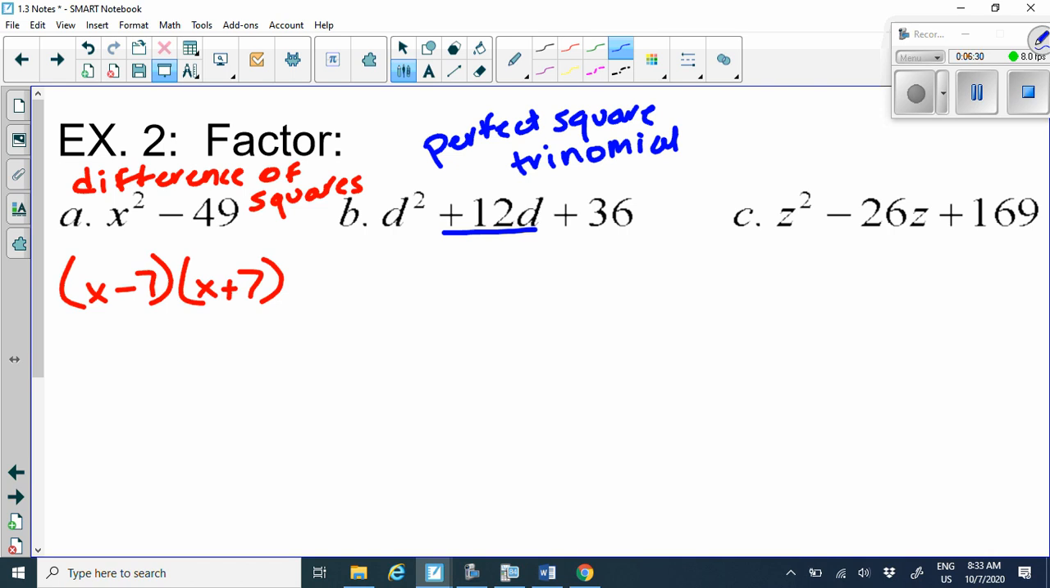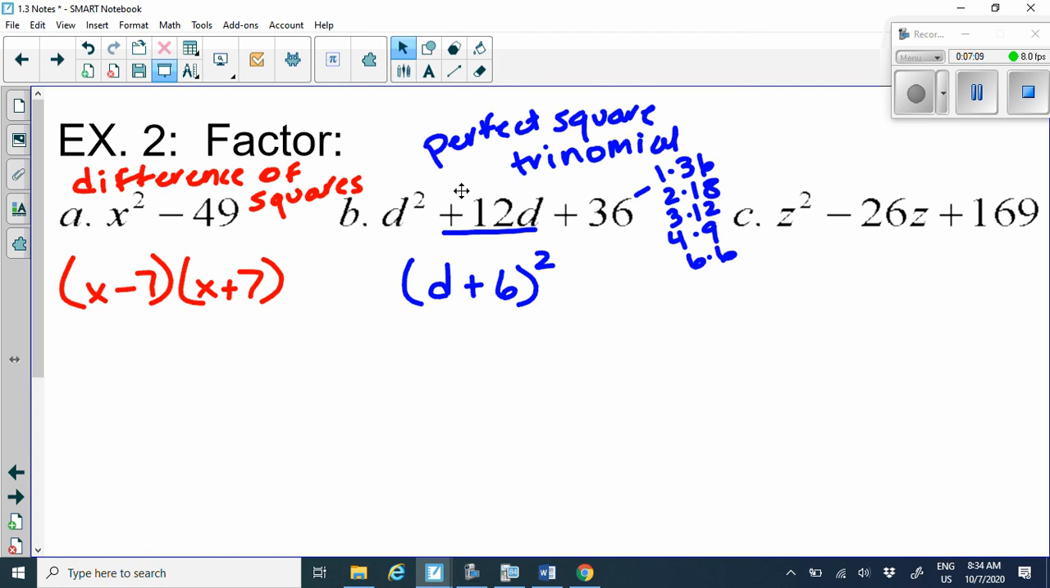So when we do this, we're going to have d's, just because that's our variable. And for 36 here, really you can think of what's the square root of 36, right? Because we want numbers, and then we have 4 and 9, and 6 and 6. Because which one's going to add up to our 12? It's going to be 6 and 6. So we are going to have to use the plus because in our original trinomial, we have an addition. So I have d plus 6, and that's going to be squared.